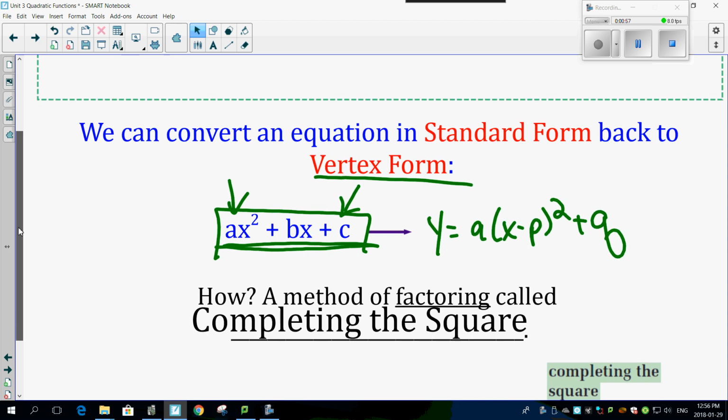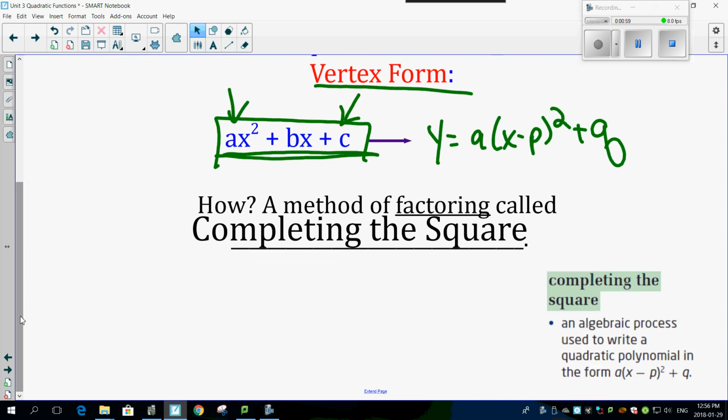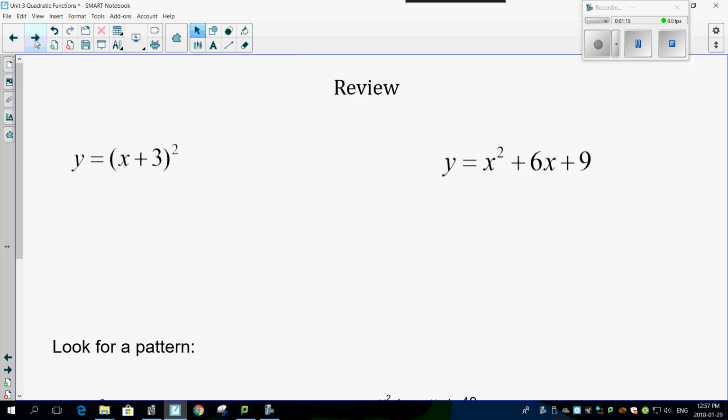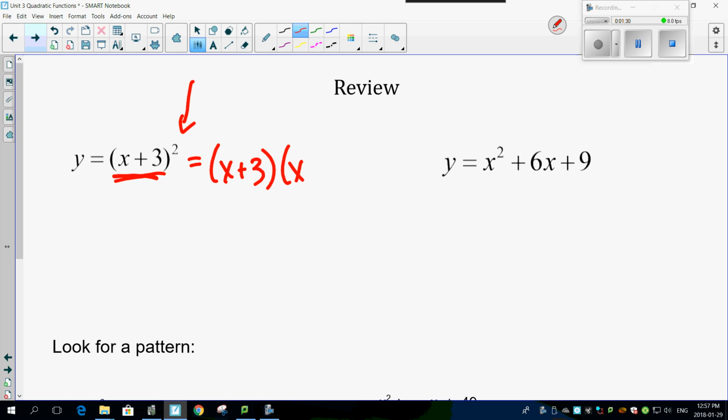Now, the whole idea behind completing the square is that it's an algebraic process. How do we go about doing this? Well, before we do it, I want to set it up a little bit for you. I want to review this for a second because it's important to see this. Watch. This is a square, right? How do you know? Because it's squared. And you would go x plus 3 times x plus 3.